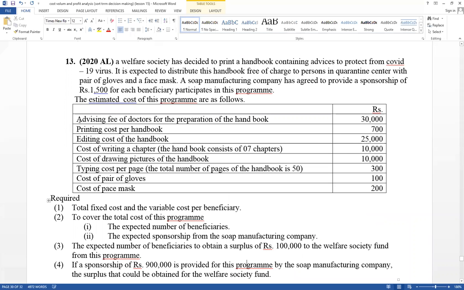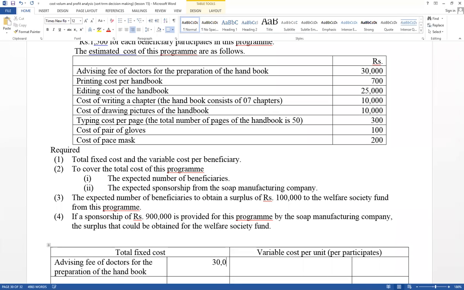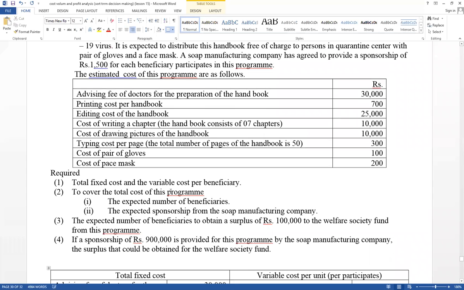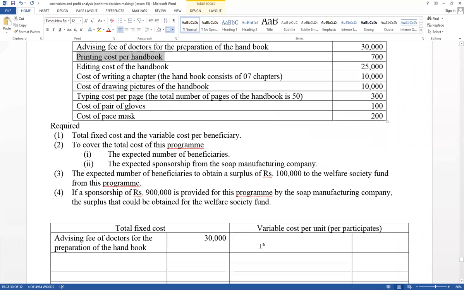That first one, advertising fee. Fee of doctors for the preparation of handbooks. It does not vary with number of participants. Fixed cost. Therefore, under fixed cost, value equals 30,000. Then printing cost per handbook. It varies with number of students, number of participants, variable cost equals 100. If it is variable, per unit should be calculated.